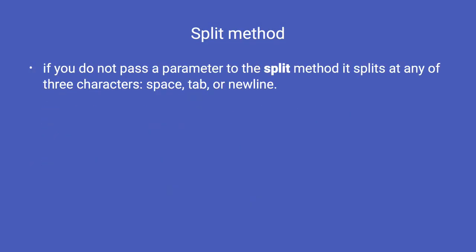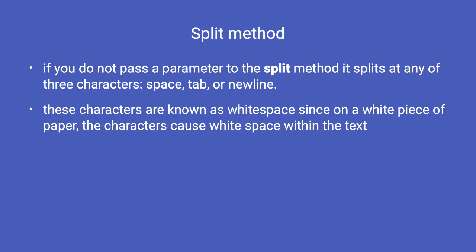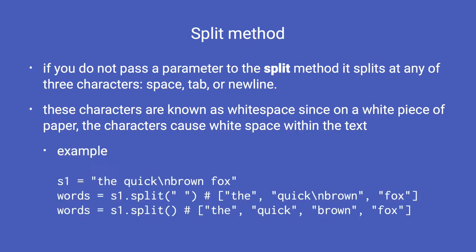If you do not pass a parameter to the split method, it defaults to splitting at any of the 3 characters: spaces, tabs, and new lines. These 3 characters are commonly known as white space, since on a white piece of paper the characters cause white space within the text. Using this default method can be useful when splitting a string that contains a mixture of spaces and new line characters, as you might get if you read a string from a file.